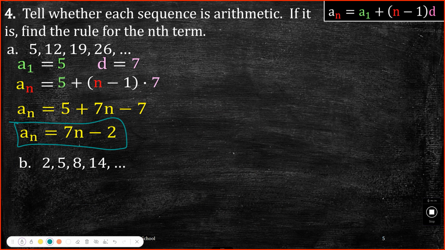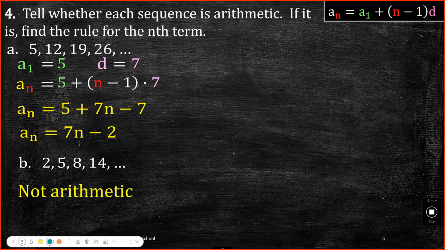Is this an arithmetic sequence? Somebody's already saying no. Why not? It has a difference. This one is plus 3, this one's plus 3, and this is a plus what? 6. It's supposed to be plus 3, plus 3, plus 3, plus 3, plus 3. That's a no. Not arithmetic.